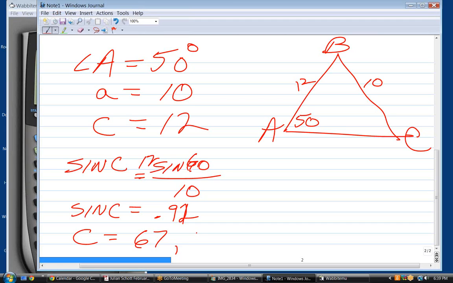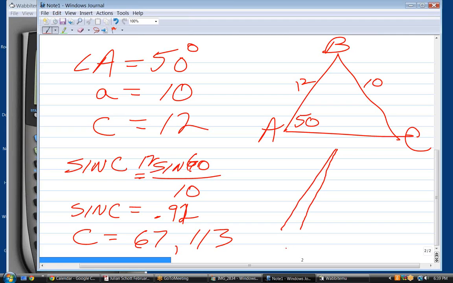I need to get better at my subtraction. 113. That would be 113. Okay. Now, is that a possible angle in that triangle? Yes, because if I add 113 to 50, I don't reach the 180 limit. That's only 163. That allows for a third angle. In other words, there's another way to draw this triangle.